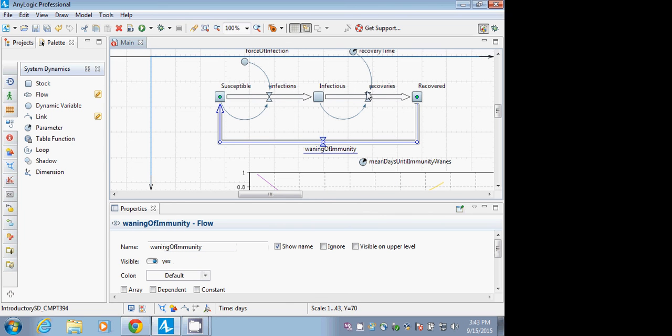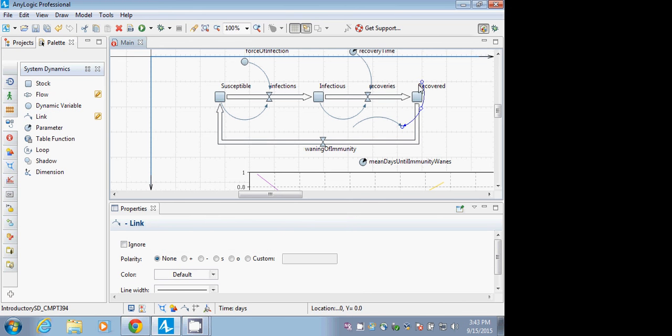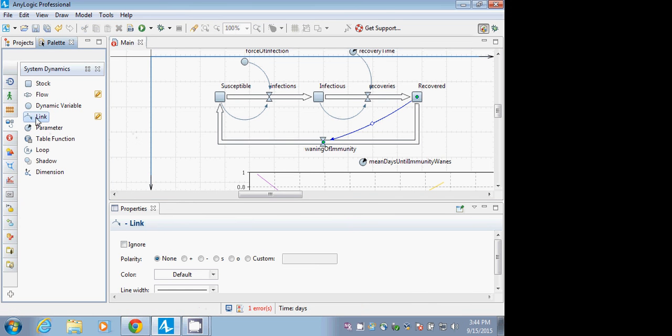So this is going to be the mean days until the immunity wanes, and we're going to have a first-order delay, much as we did in these two, for this waning of immunity. Tell me what to insert. Riddle me that. Anyone? Okay, it's got to depend on recovered. I mean, after all, if there's nobody recovered, no one's immunity is going to wane. Good. So it's got to depend on that.